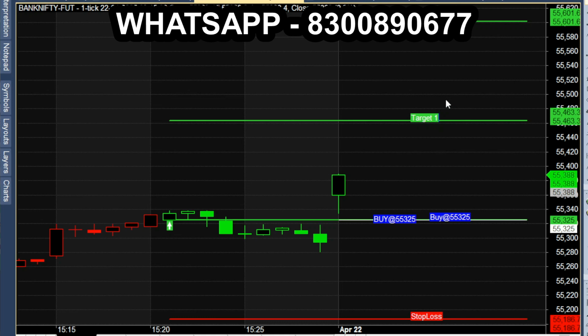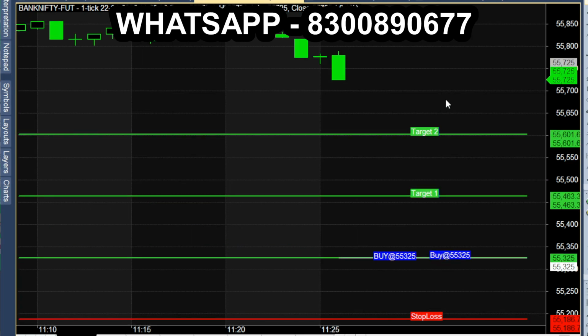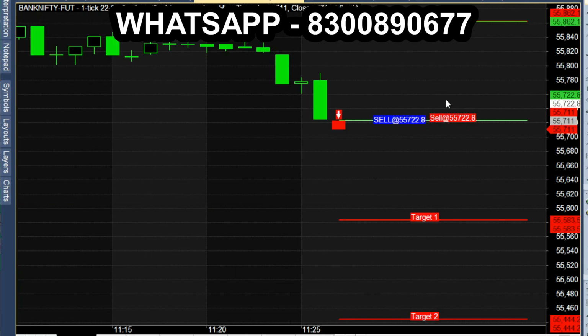And today, up to 11:30, it was bullish momentum. The market was in green color candles only. After exactly 11:27, there was a downside breakout, a sell call, and a red color candle opened. So today the first call was generated only after 11:25 a.m., the sell call. So the red color candle opened, sell at 55,722.